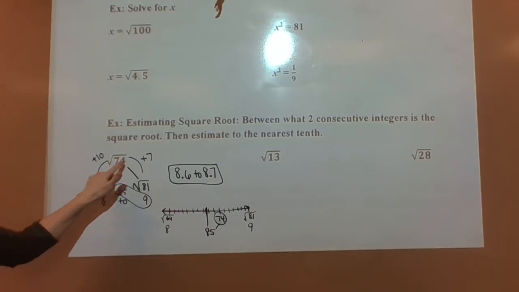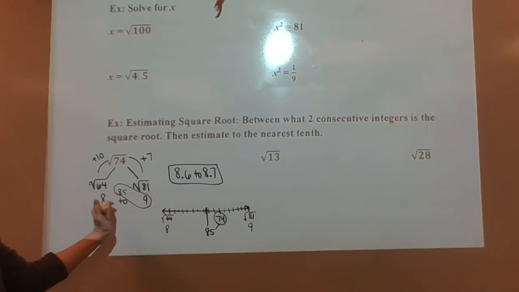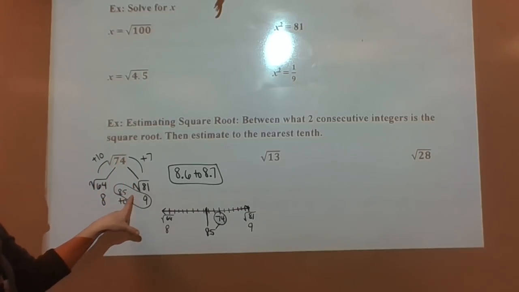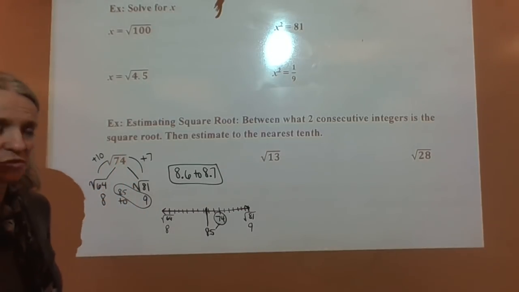As long as you can kind of see that, okay, it's in between these two, and it's a little bit closer. 7 is a little bit closer than 10 away from this. That helps me know it's just a little bit bigger than 8.5. You can do that as well.